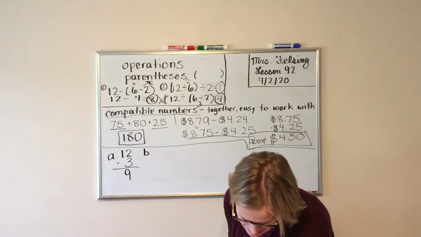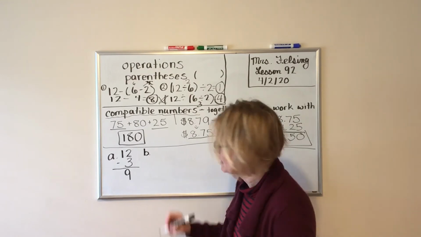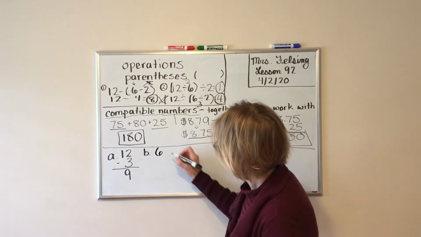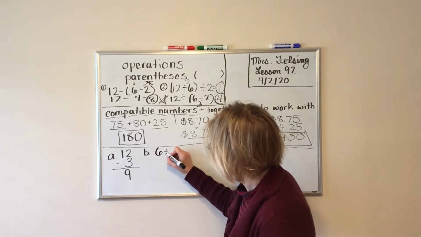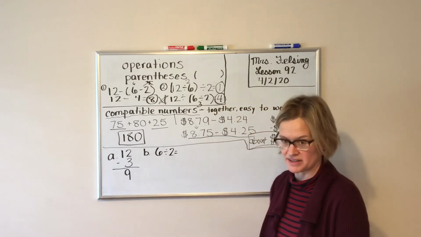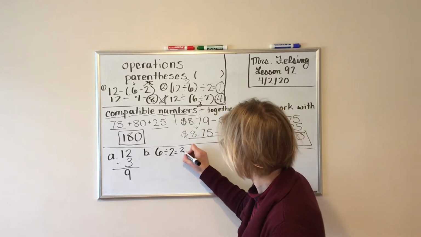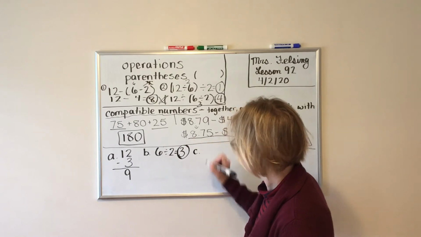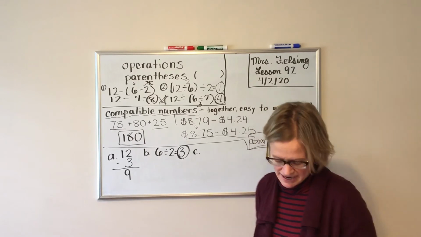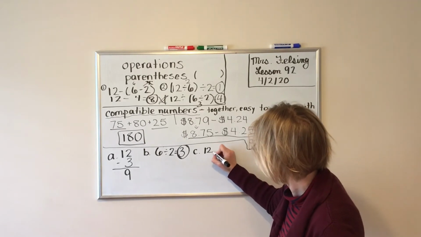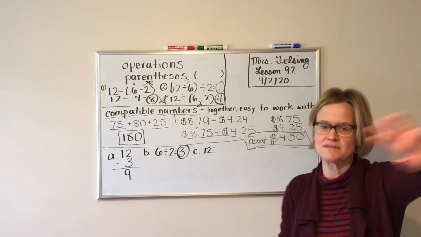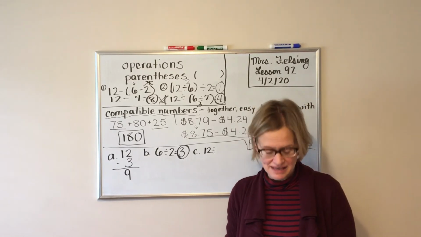So then we go to letter B. 12 minus 6 divided by 2. 12 minus 6 is 6. Divided by 2. Well, what times 2 equals 6? That would be 3. So then we go on to C. 12 divided by 6 minus 2. 6 minus 2 is 4.